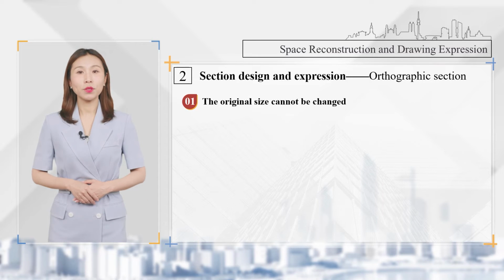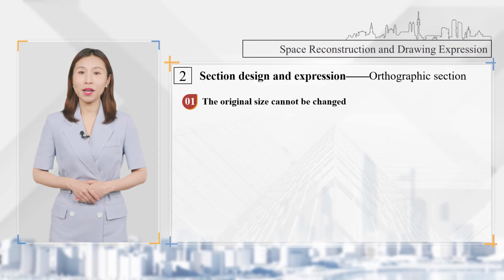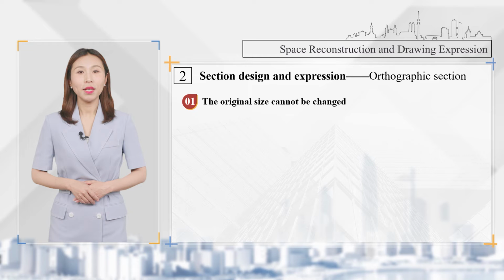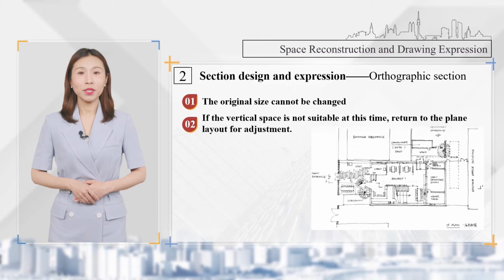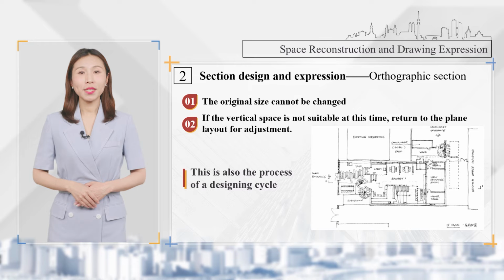The teacher used the new and old juxtaposition strategy to expand the building space in this project. It is important to stress that the original size cannot be changed. If the vertical space is not suitable at this time, return to the plan layout for adjustment. This is also the process of a design cycle. Above basically expressed the strategy of reuse through plan and section.